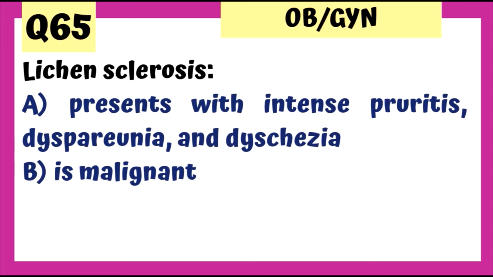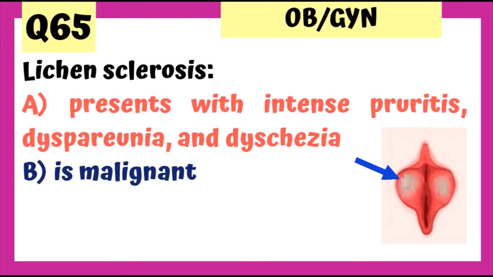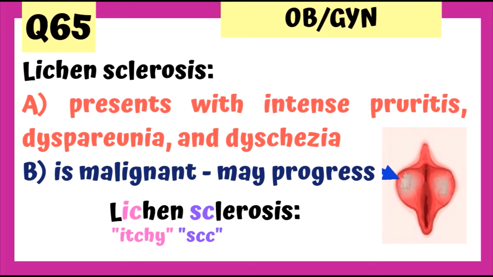Question 65, lichen sclerosus. I'll just go through these pretty quickly because they're pretty boring until question 100. Lichen sclerosus presents with intense pruritus, dyspareunia, and dyschezia. All right, lichen sclerosus is itchy, and there's a risk for squamous cell carcinoma.